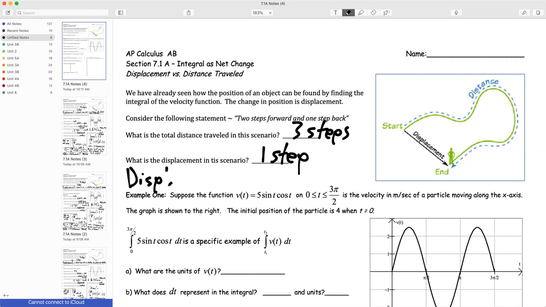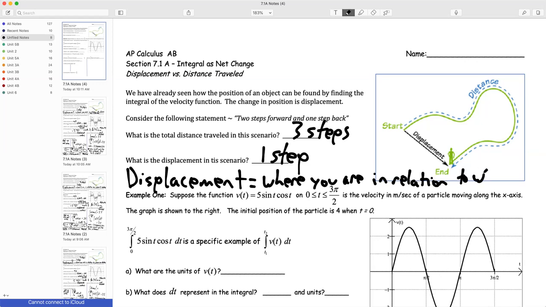Because, what is the displacement? Displacement is, in layman's terms, where you are in relation to where you start.